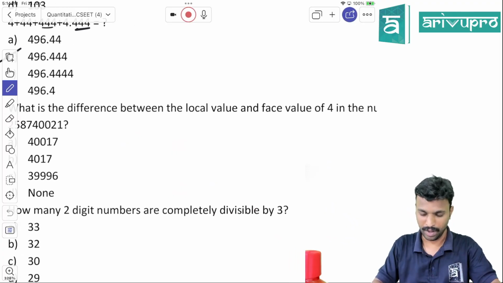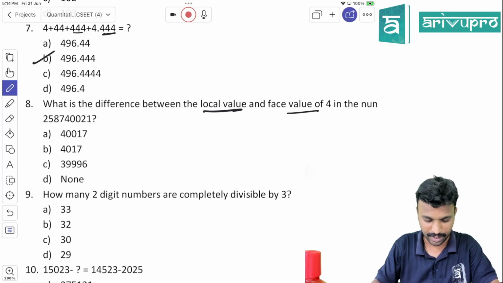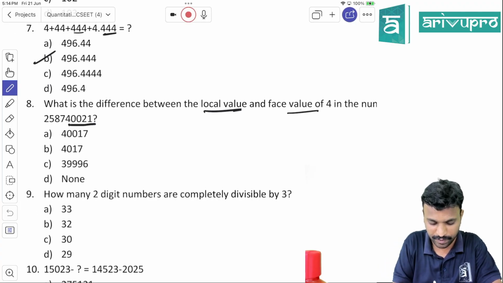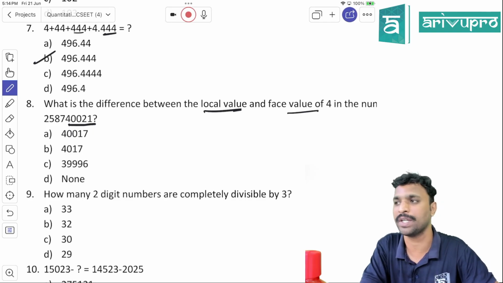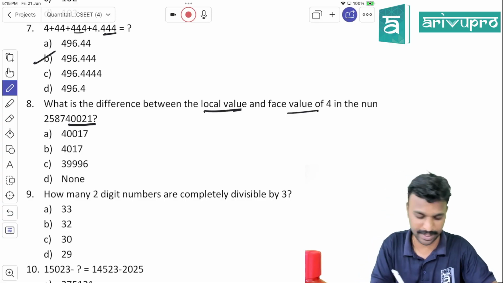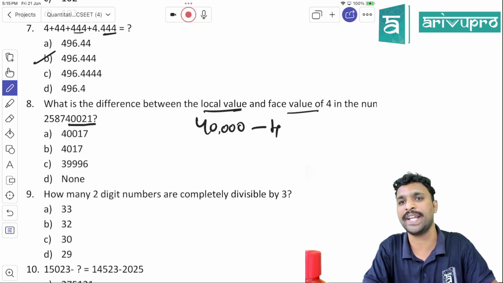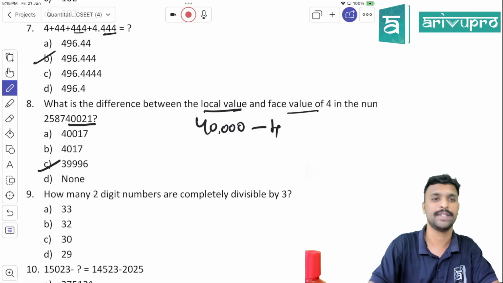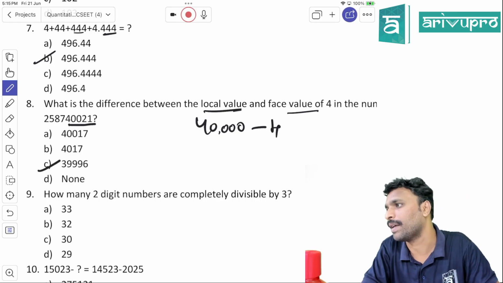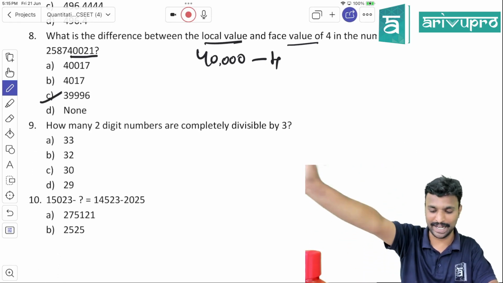So now tell me, what is the difference between the place value and the face value of 4 in the number? Tell me the position of 4. Place value means you want the position. It is 10,000, so 4 into 10,000 is 40,000. And the face value of 4 is 4 only. 40,000 minus 4 is 39,996. Option C.